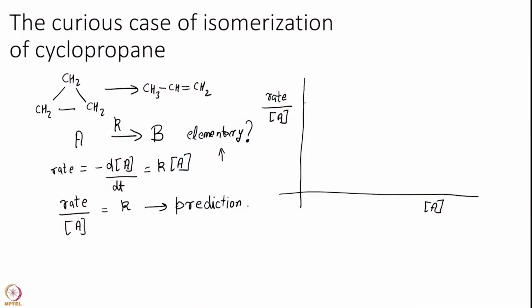What I expect is basically a straight line. Well, that is simple, right? Because I have already shown that rate over A must be equal to K, and K is a number at a given temperature. So, therefore, I expected a straight line, but lo and behold what the experimentalists observed, they saw a curve like this.